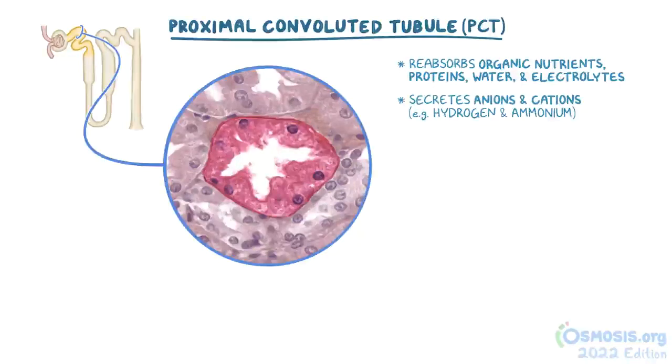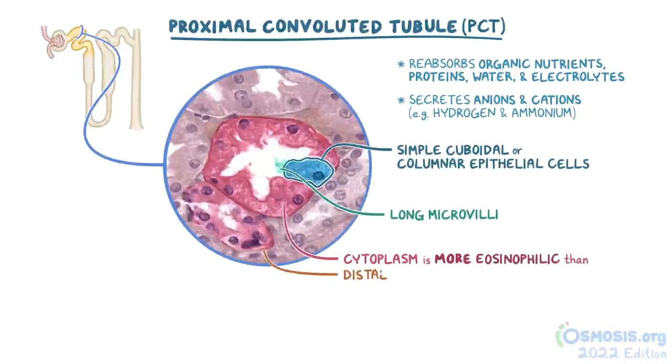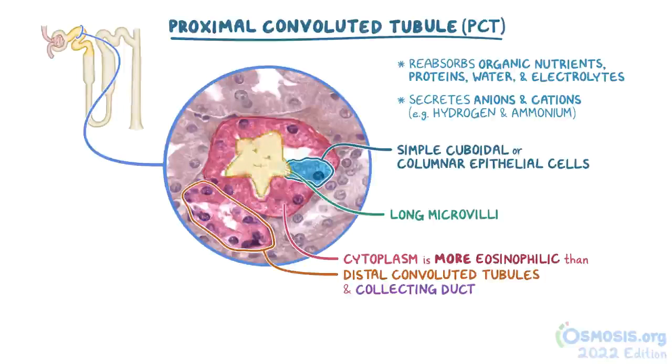The walls of this tubule consist of simple cuboidal or columnar epithelial cells with long microvilli. The cytoplasm in each cell is more eosinophilic than the cells that make up the distal convoluted tubules and collecting ducts, which is why the PCT cells will typically stain a slightly darker pink. Also, their lumen will often form a star-like or stellate appearance.